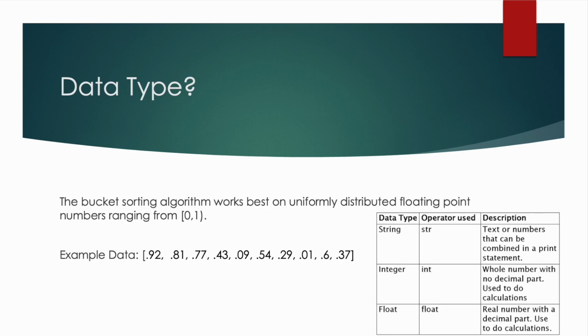Now, what sort of data type works best for bucket sort? Uniformly distributed floating point numbers ranging from 0 to 1, including 0, but excluding 1 works best. So in the example data provided below, we have 0.92, 0.81, 0.77, 0.43, and so on. This would be a random example of what you could use for the bucket sort.